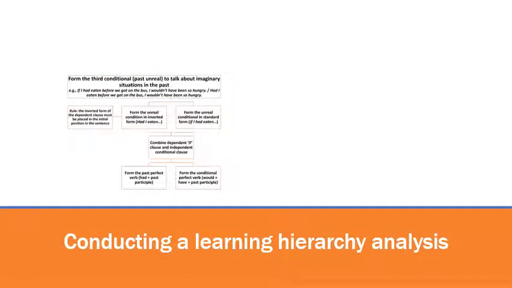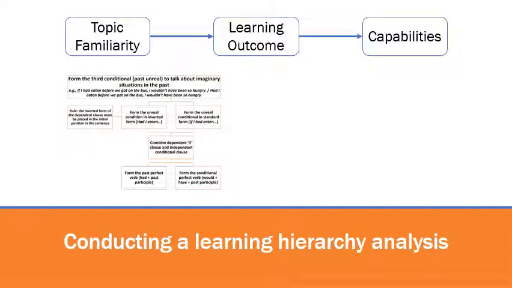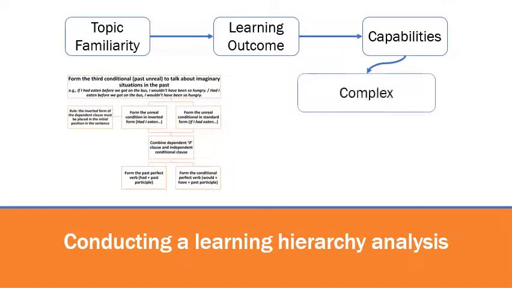Jonasson and colleagues explain how to conduct a learning hierarchy analysis. First, you familiarize yourself with the topic so that you can state the terminal learning outcome. Next, it's necessary to identify the capabilities a learner needs to achieve the outcome and identify levels of prerequisite skills, from more complex to simple.